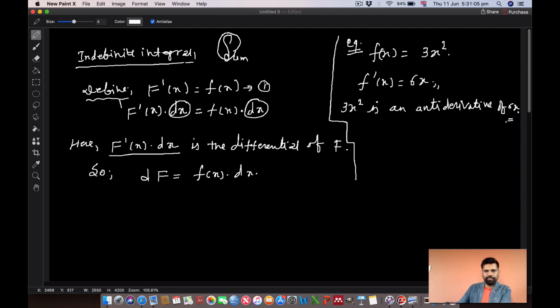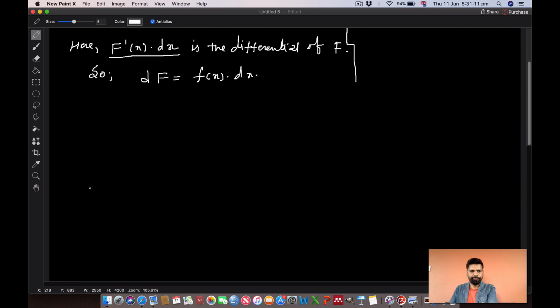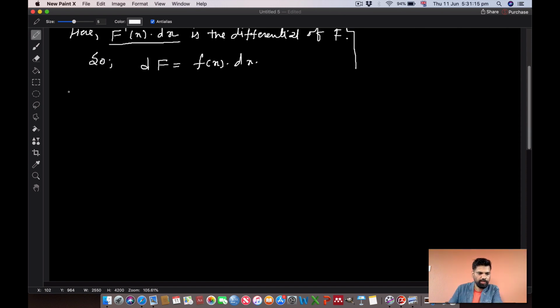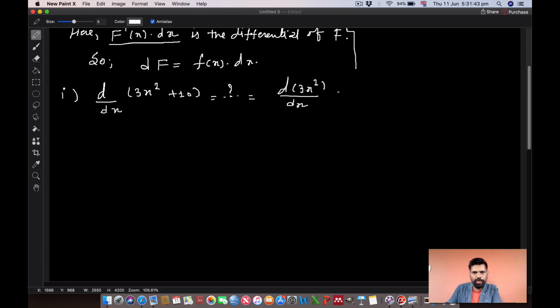Now let's take another example. As you can see here, d of 3x square plus 10 over dx. What is the derivative of 3x square plus 10? Obviously, you can say the derivative is d of 3x square over dx, using the distribution property, plus d of 10 over dx. You can understand it this way as well.